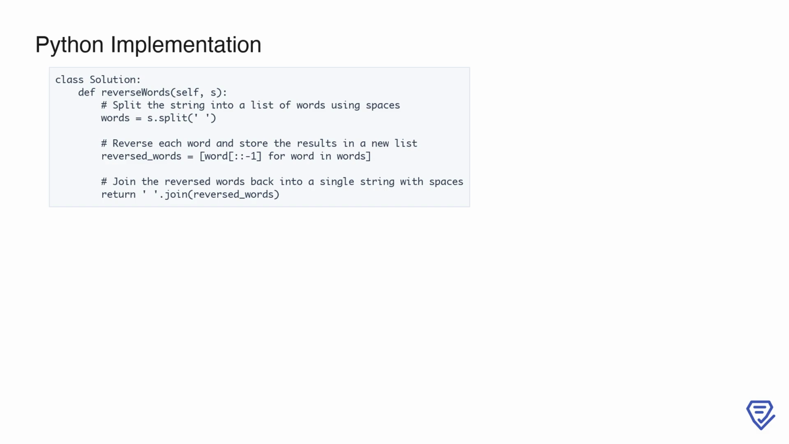The splitting and joining operations ensure that spaces are handled correctly, while the list comprehension makes the reversal process straightforward and readable. The algorithm runs in O(n) time, where n is the length of the input string, as each character is processed once during the splitting, reversing, and joining steps. This solution handles edge cases like empty strings or strings with multiple spaces between words effectively, as the split and join methods manage spacing naturally without additional checks.